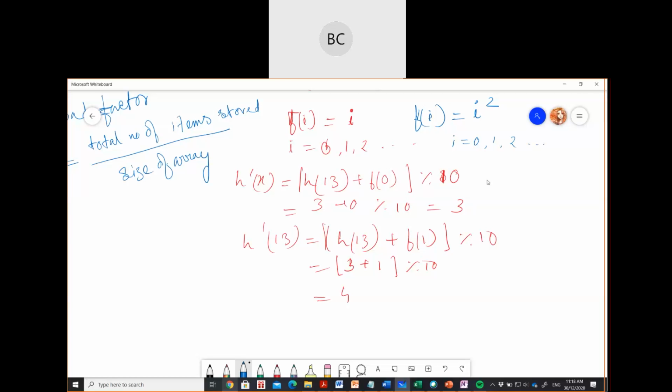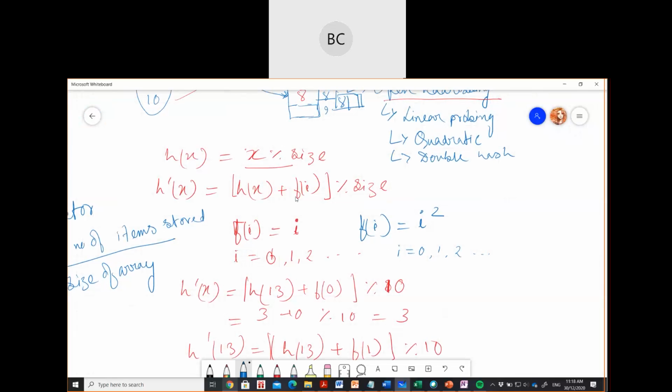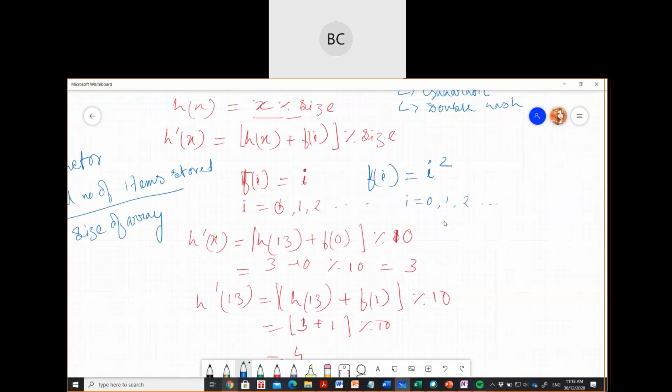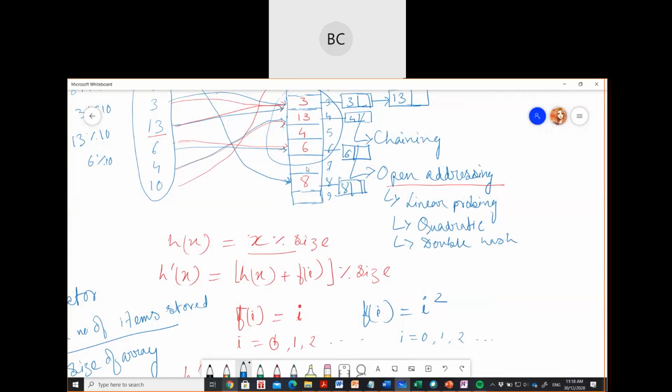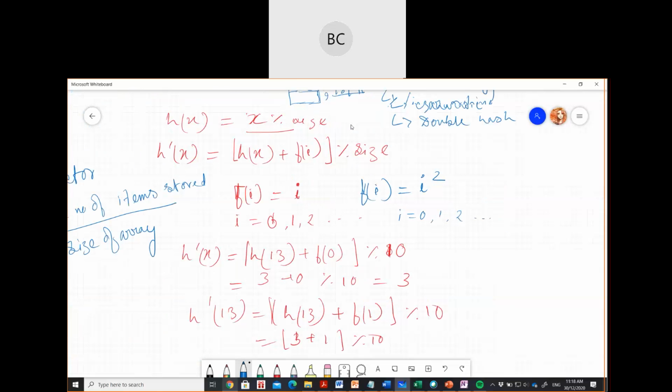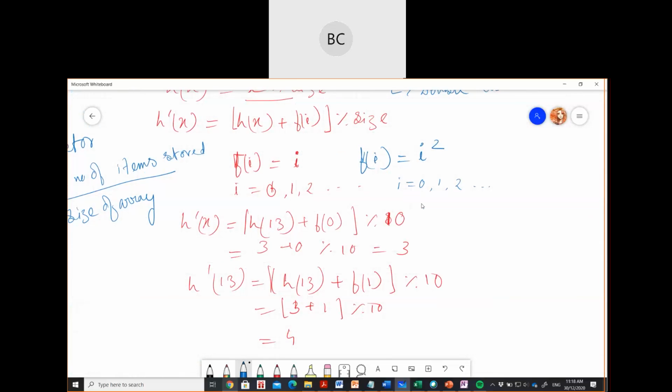So just remember linear and quadratic. The f of i for linear will be i. For quadratic it will be i squared. So whatever value is here, you just square i. If it's 0, it is 0, 1 will be 1. If it's 2, it becomes 4. So for example, 4 plus 3 is 7. You can put something in place 7. That's how you find the slot.